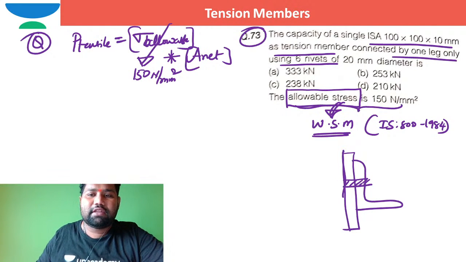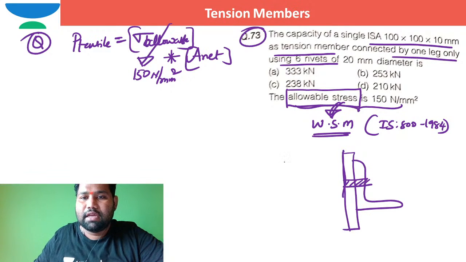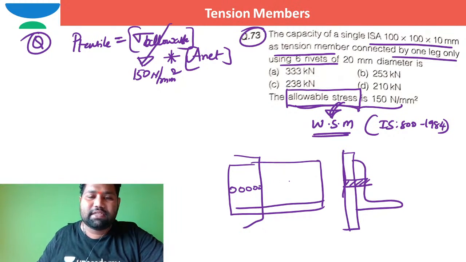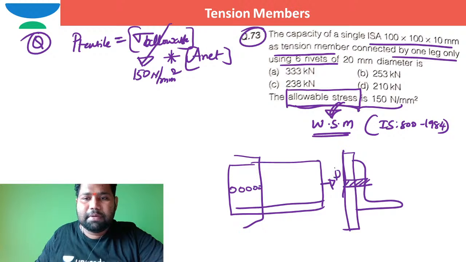When all the six rivets are there in a single line in the longitudinal direction, in this way, some six rivets are there. In this case, they are expecting the tensile strength. When they are expecting the tensile strength, where this is P, this is how the critical section is, definitely.